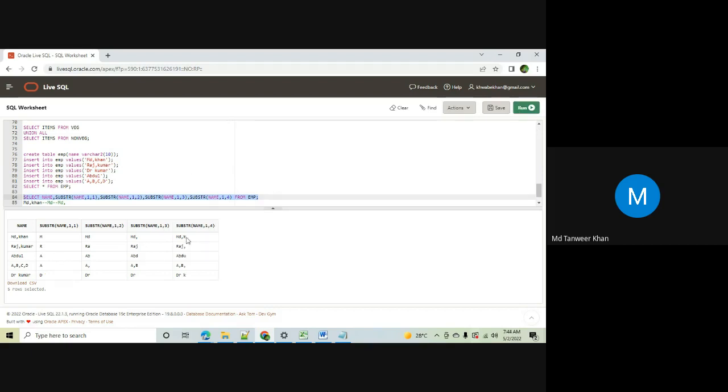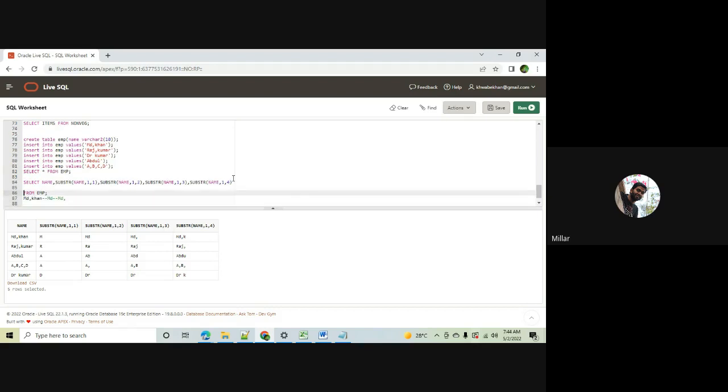MD, comma K, 4 characters. Raj, 4 characters. Okay. Is it clear now? Western way. Everyone? Yes. Okay.